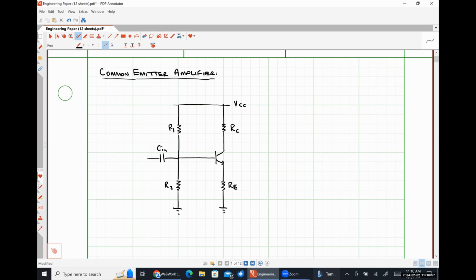Our input signal will be an AC signal. So effectively, we need to make sure that we choose a capacitor large enough such that it effectively represents no impedance to our small signal operation, okay?